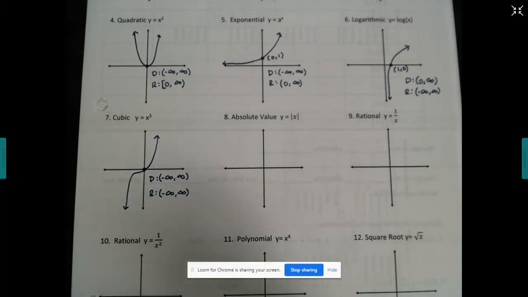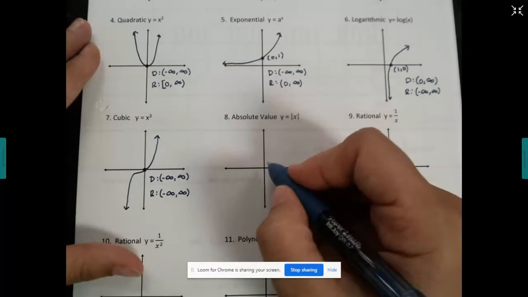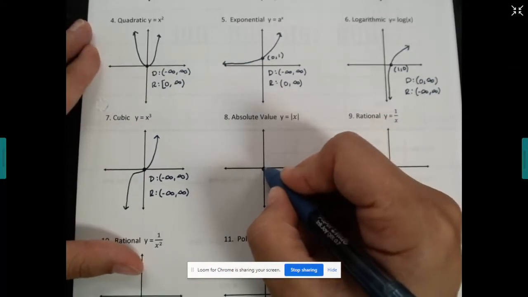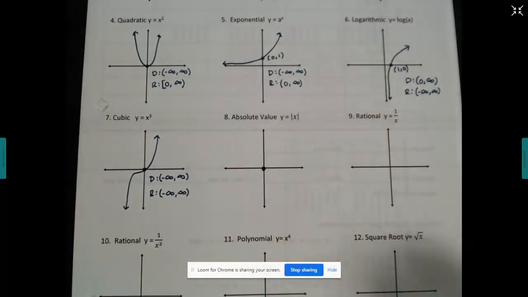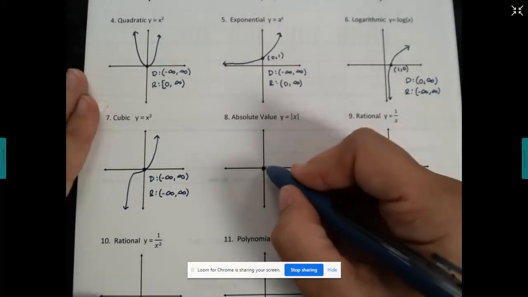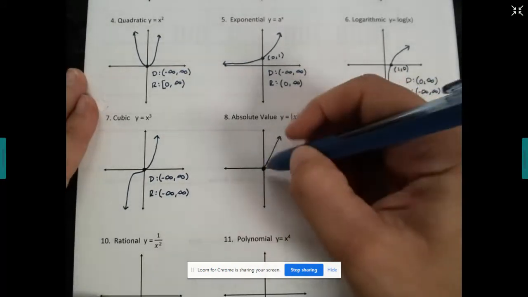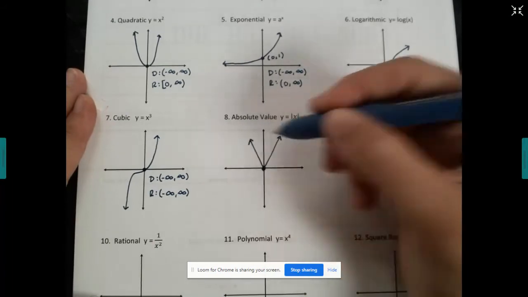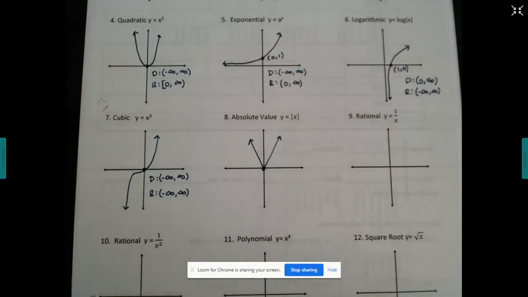So an absolute value is the exact same thing as a parabola. It starts at 0, 0, but instead of being a U shape, it's a V shape. So I always think absolute value makes a V. So it starts with a V and it makes a V.